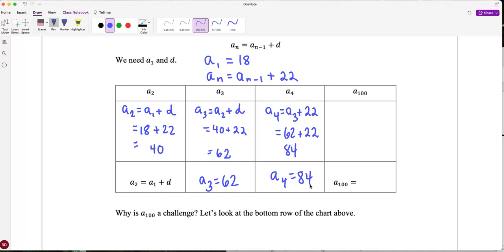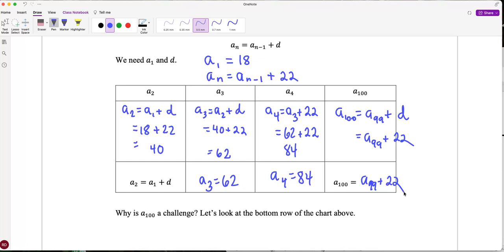So then A100 is going to be A99 plus D, or A99 plus 22. So it's A99 plus 22, okay? Now you can see why this formula is a challenge. It worked well when I was finding 2, 3, and 4, because every time I use the number right in front of it. But then I had a challenge because I don't want to do all the others.